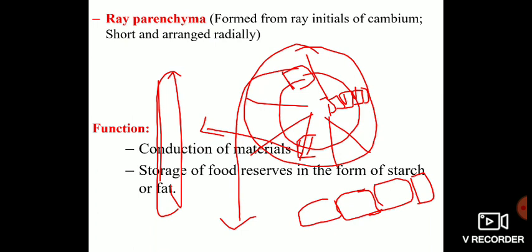Okay, and finally the function of xylem parenchyma cells. The first function is conduction of materials. Okay, it helps us in the radial conduction of materials. The second function is storage of food reserves in the form of starch. Okay, or in some cases fats.